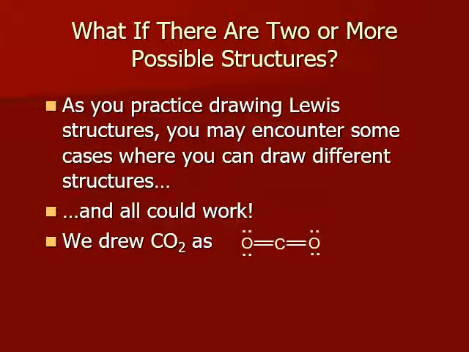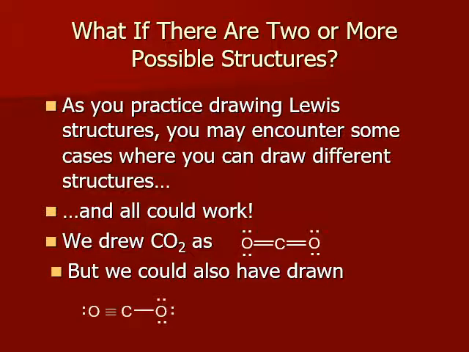We drew carbon dioxide having two double bonds, one double bond on each oxygen. We also could have drawn carbon dioxide like this with a triple bond and a single bond. Each of these structures use all the valence electrons, all the atoms have octets, but obviously only one of these structures is correct. How do we know?